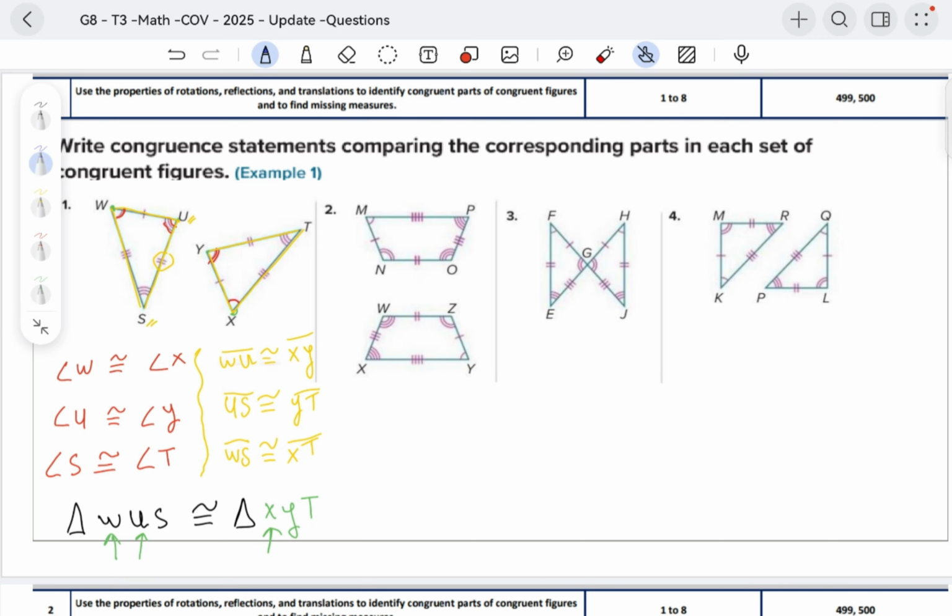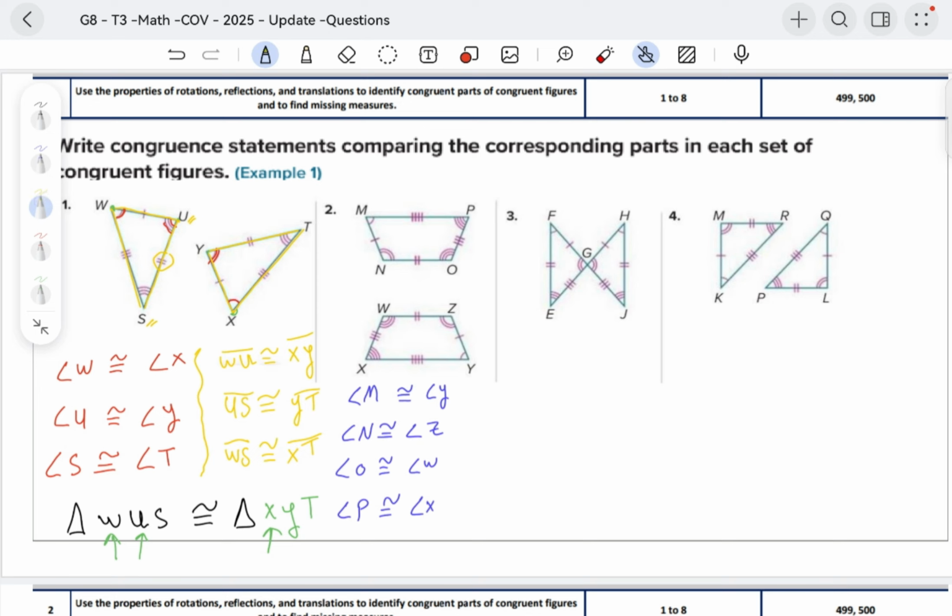Let's go for the second one. Let's start with angles, and then we're gonna write the sides. First, angle M is congruent to angle Y. Then we have angle N is congruent to angle Z. Then we have angle O is congruent to angle W. And the last one is angle P is congruent to angle X. This is for the angles.